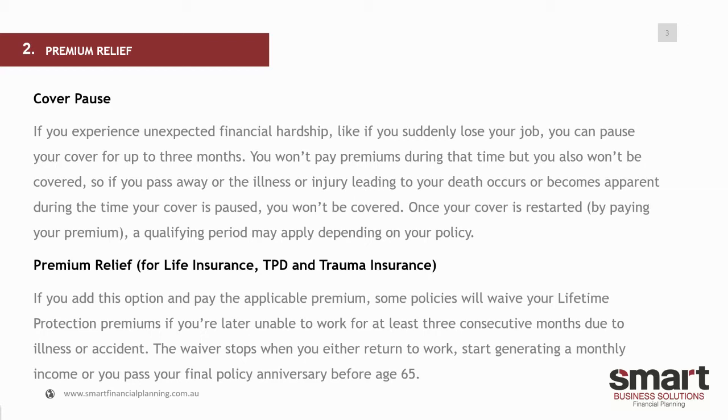Now, there is a benefit, obviously, if you're in financial hardship. The only concern is that you are then not covered, but at least you haven't had to cancel the policy and go through the whole process of getting a new insurance policy.